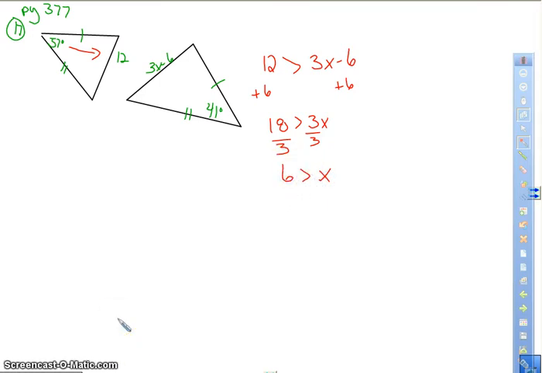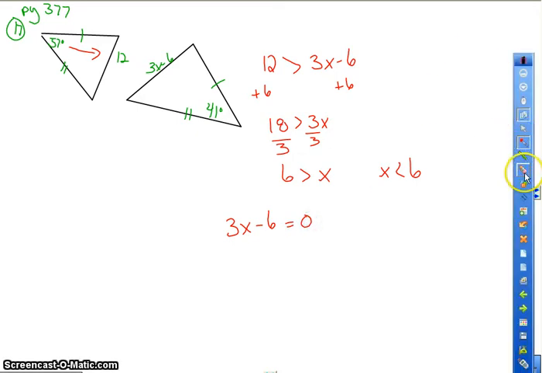Now this is the problem. Because I know that x is less than 6, then I know that x can be 0. And we know that's not going to work. 3 times 0 minus 6 is going to give me a negative number, and my side cannot be negative. So I need to take 3x minus 6 and set it greater than 0, because I know that my solution to this expression has to be a positive number, because it's a length.